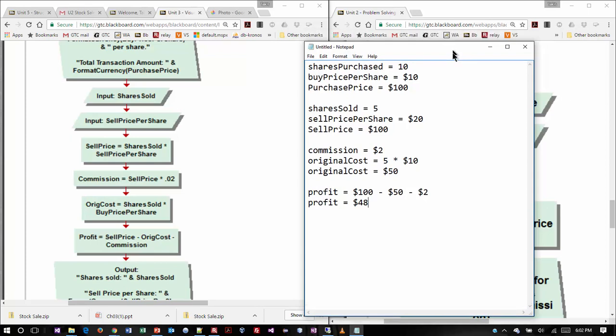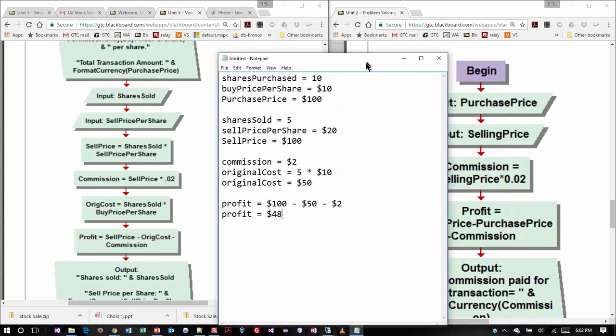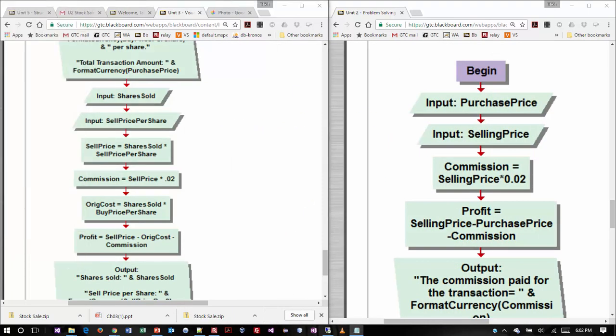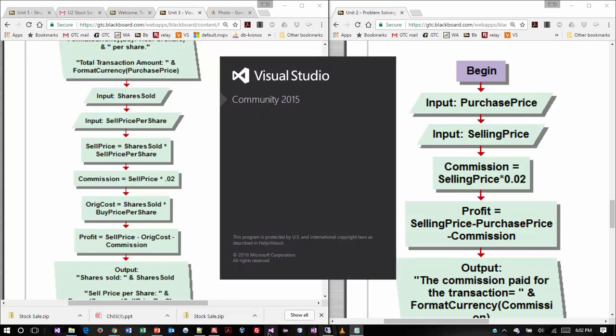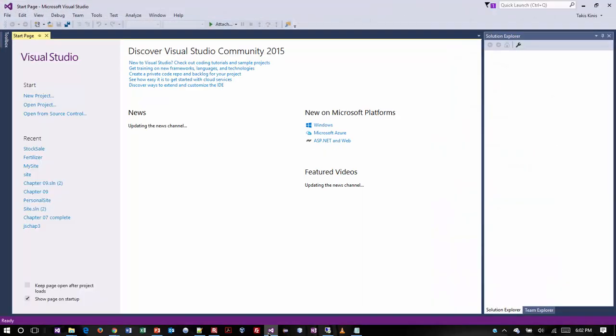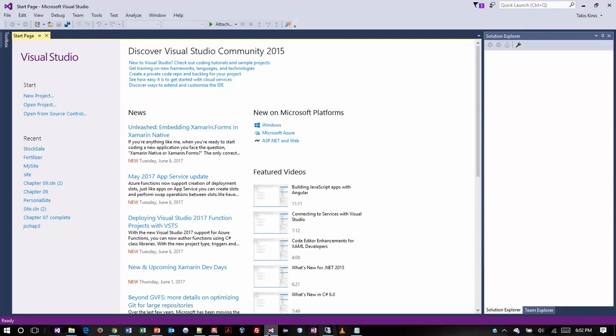So those are our sample values. I'm just going to pull those off to the other screen right now, and we'll get started up with Visual Studio. So I'm going to go ahead and launch Visual Studio. We're using Visual Studio 2015. And before I go ahead and do anything inside of here, we're going to talk a little bit about file management.